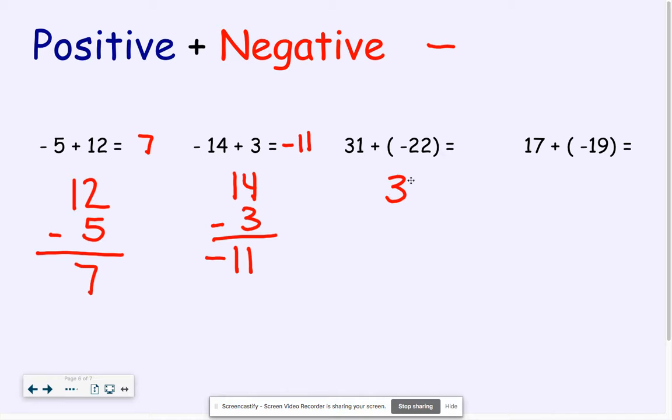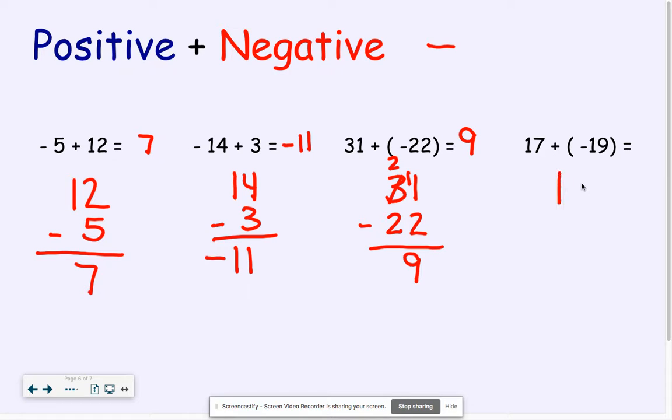We have 31's the bigger number, 22 is the smaller number. We subtract them out. We get 9 as our answer. 31 was the bigger amount. 31 is positive, even though there's no symbol there. Anytime there's no symbol, it means it's positive. It has to have a negative symbol to be negative. So our answer is a positive 9.